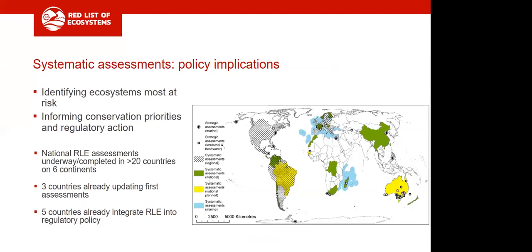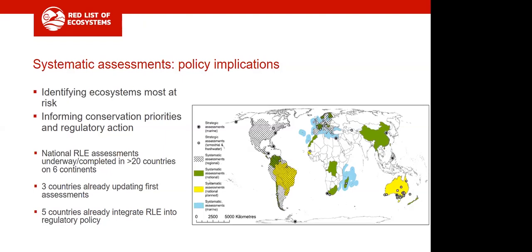It's hard to keep it updated, except for the ones that have been completed, just because there's definitely growing interest in applying the RLE for informing management, especially at the national level. We often get contacted by countries and regions that would like to apply the RLE protocol to inform their decision making, and that's why this map keeps growing way beyond what we from the thematic group are doing directly. There are over 20 countries that have had national assessments underway or completed so far on all six continents.